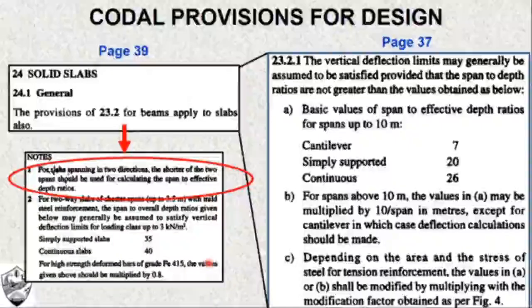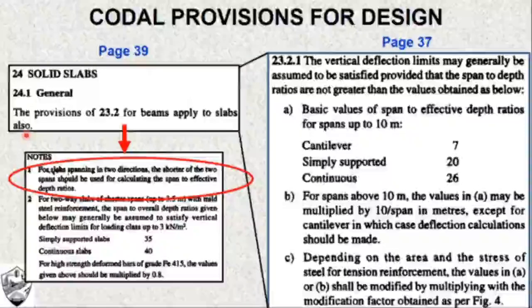Now we move on to the code provisions for the design. We know that the design of one-way slabs is merely like the design of a singly reinforced beam, and you need to observe certain additional conditions provided in the code. From page number 39 of IS 456, you have an entirely different clause and section for solid slabs itself, that is clause number 24, and there it is written that the provisions of 23.2 for beams apply to slabs.